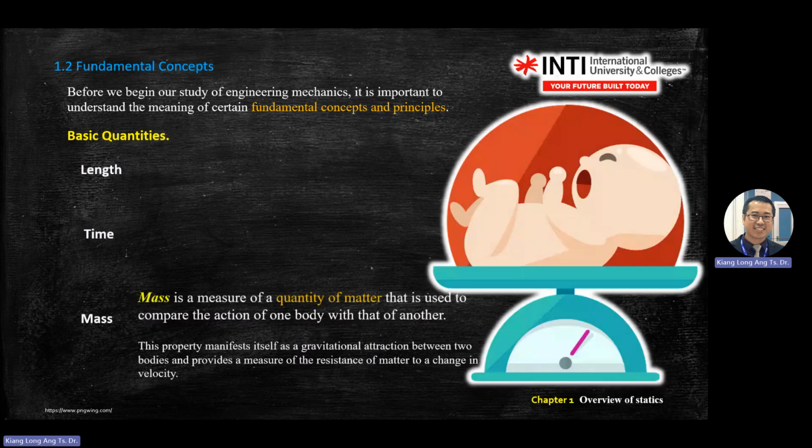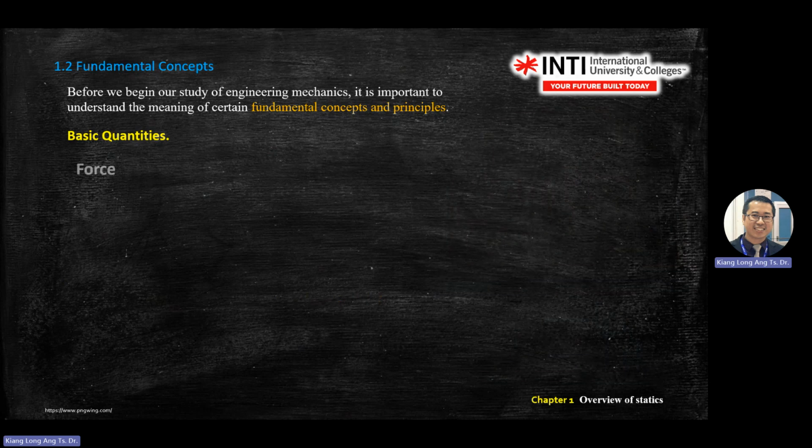So these are the few basic quantities that you will see most of the time: length, time, and mass. Length, usually we use L, or sometimes capital L. Mass, we use capital M, or sometimes small m. Weight, we use capital W. Time, we use second as a basic unit. These are the few things.